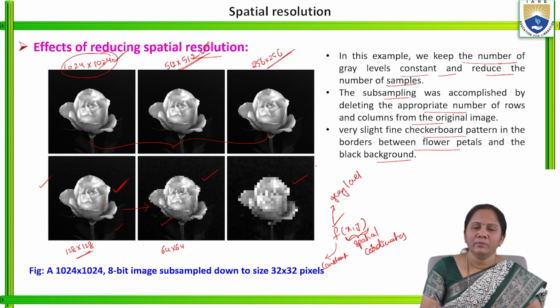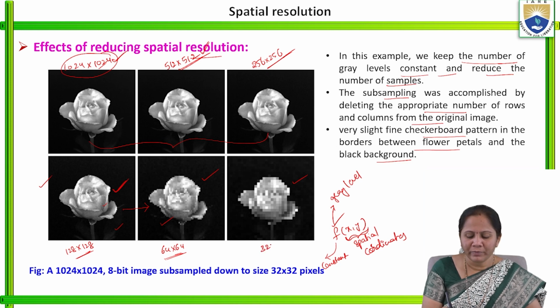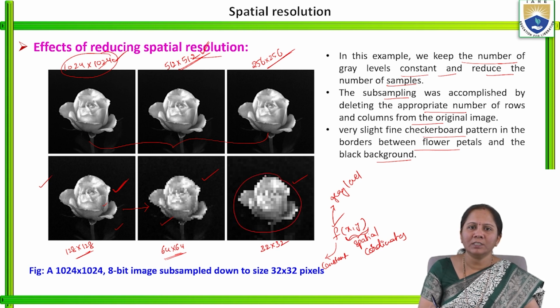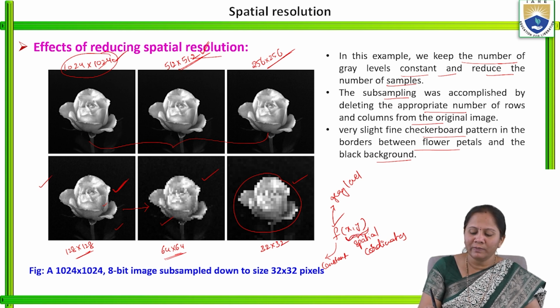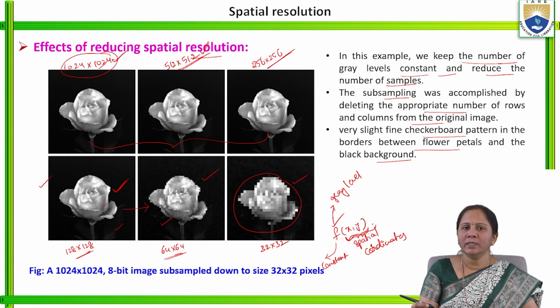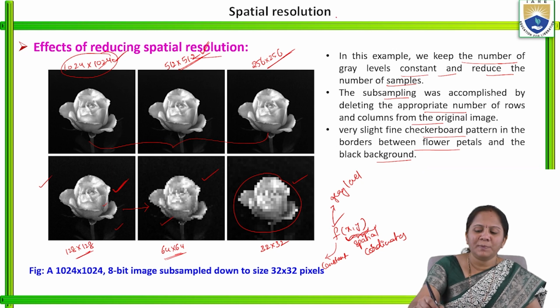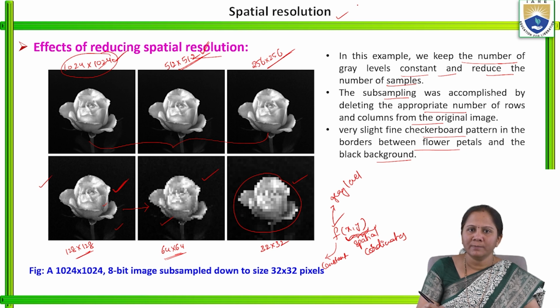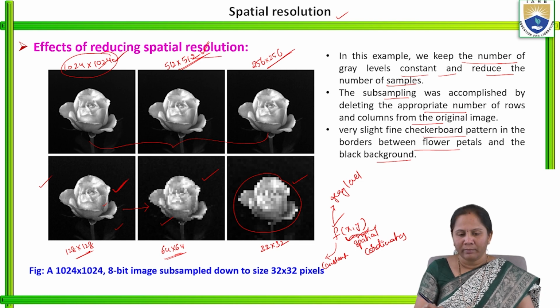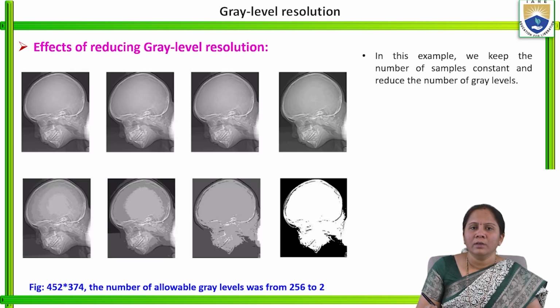Here we can observe one more. If you reduce the 64 by 64 image further, the next image will be 32 by 32. Looking at this image, the quality is very poor. From this we can observe that as the values of x and y, that is the spatial coordinates, reduce, the spatial resolution also reduces, and the quality of the image is reduced. That is the best example for spatial resolution.